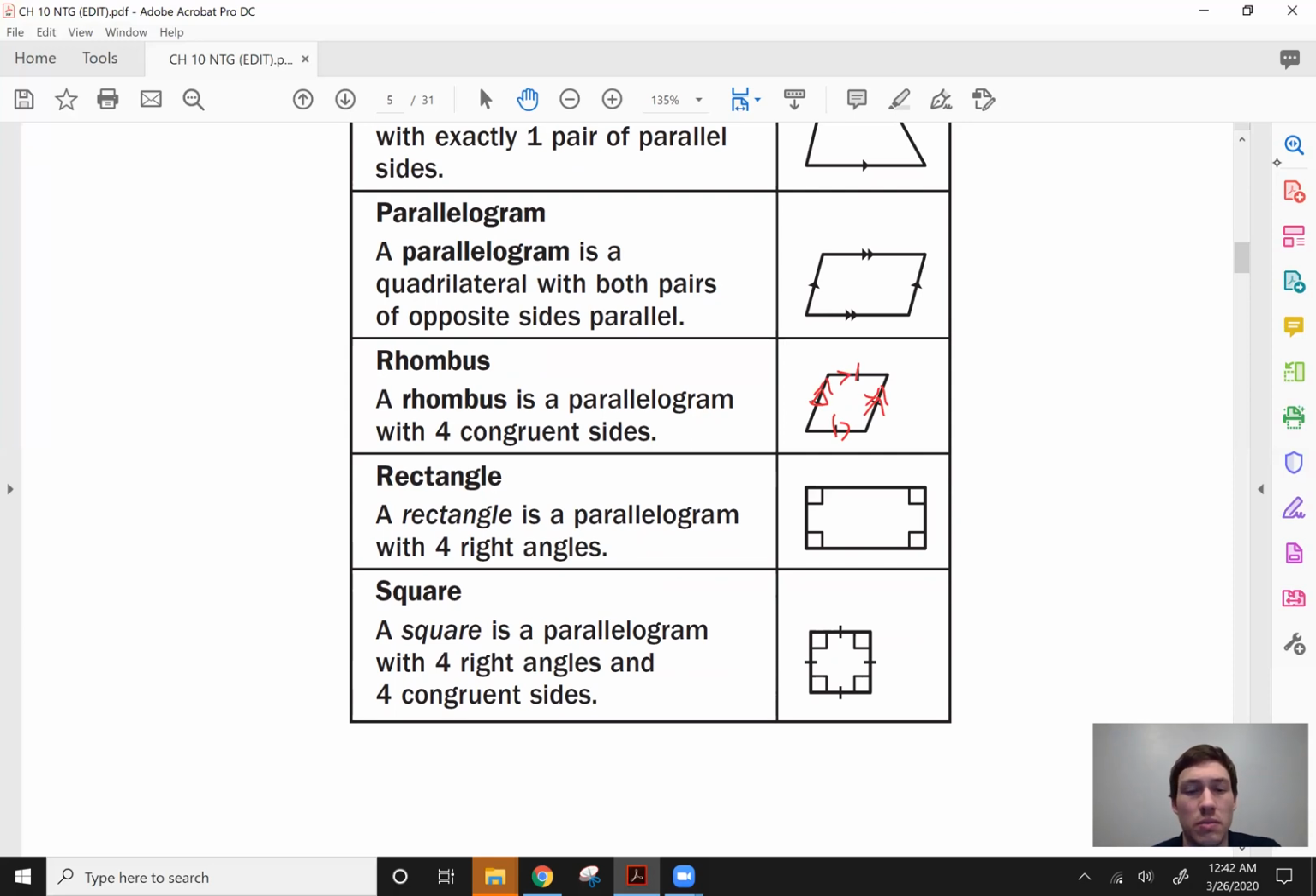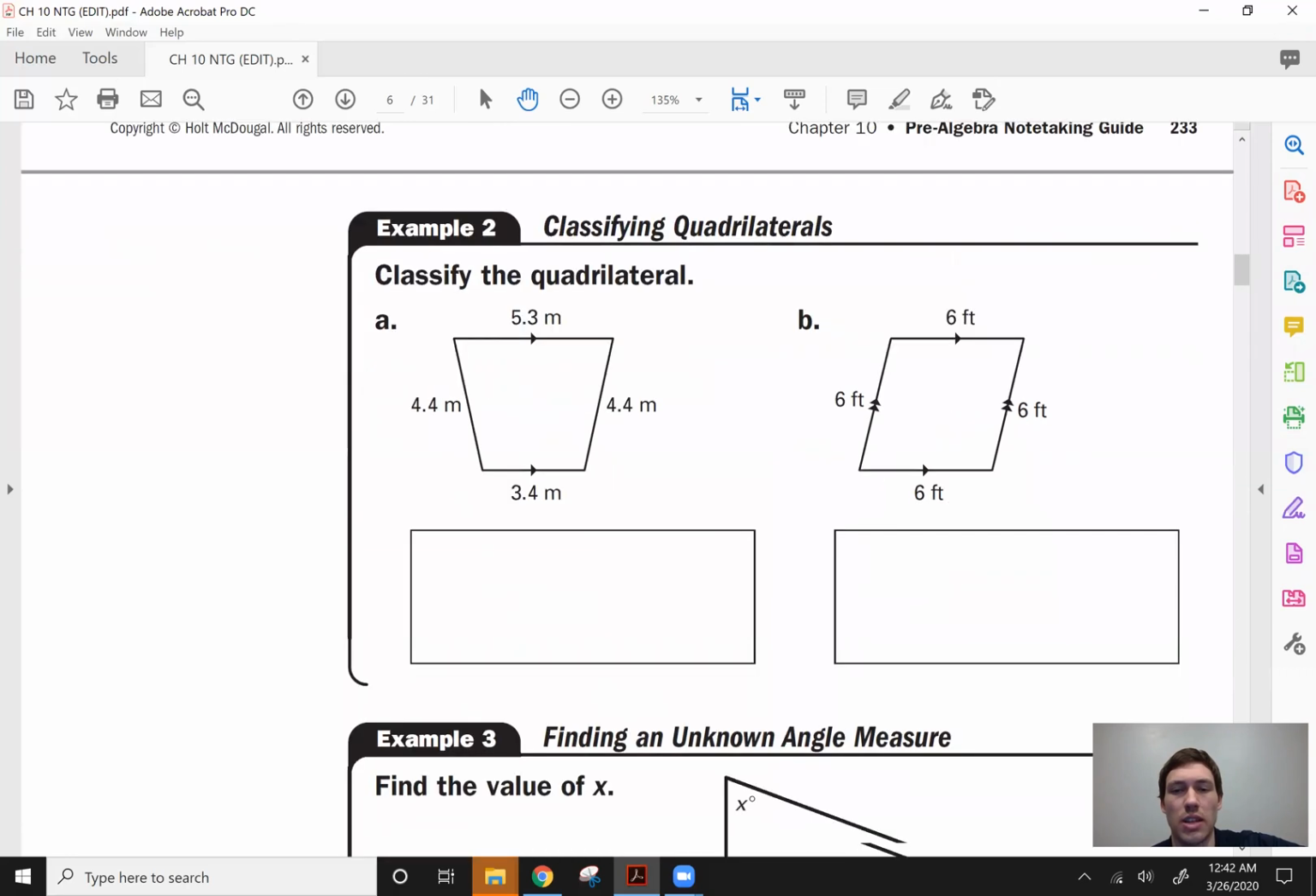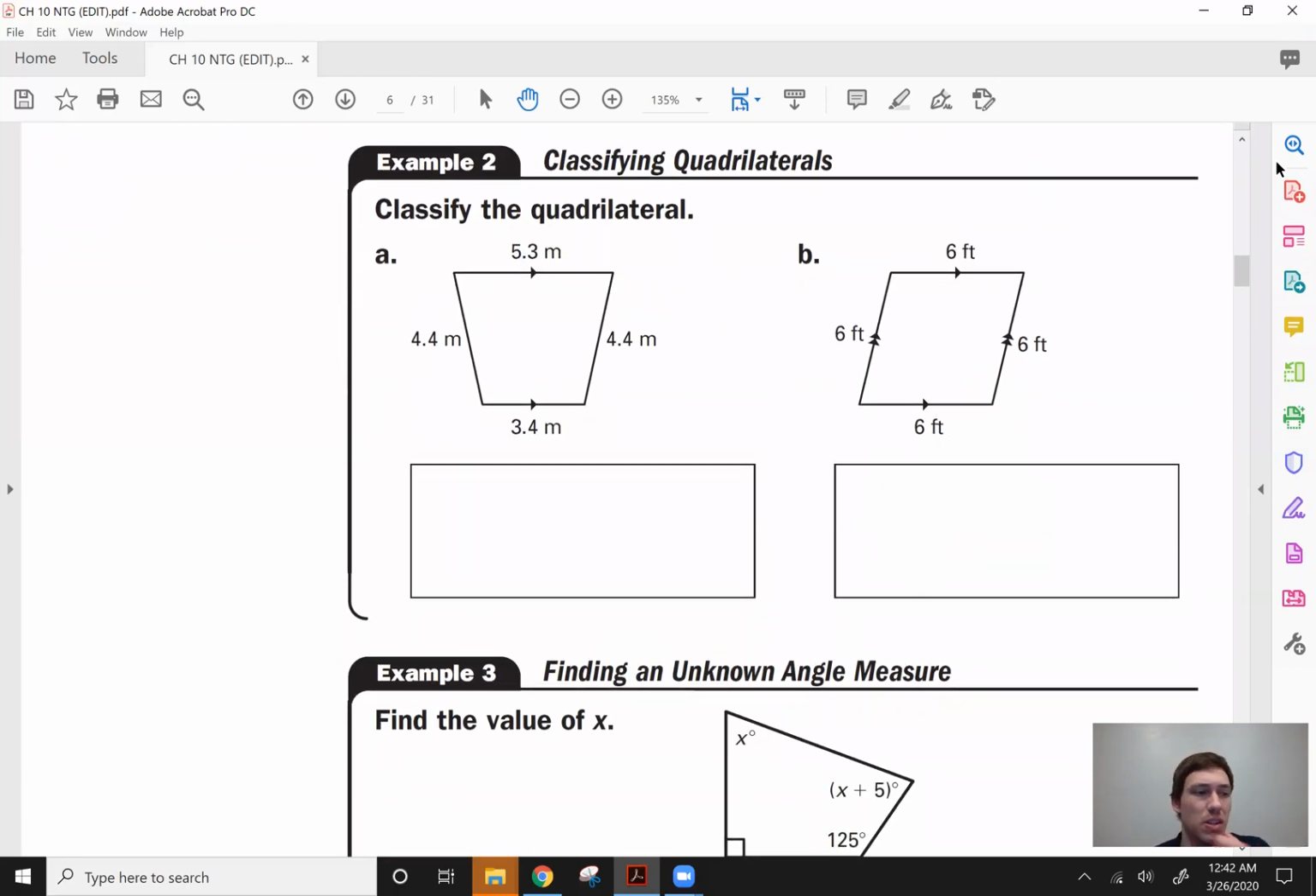A rectangle, as you've probably seen before, has 90 degrees, and not all four sides have to be equal, whereas a square is 90 degrees and all four sides are equal. So we're going to classify these based on their measurements.